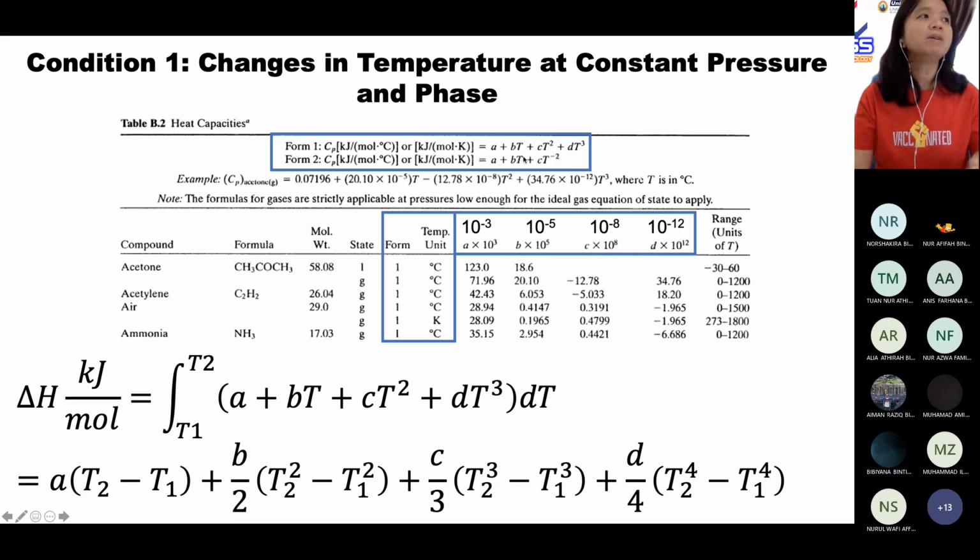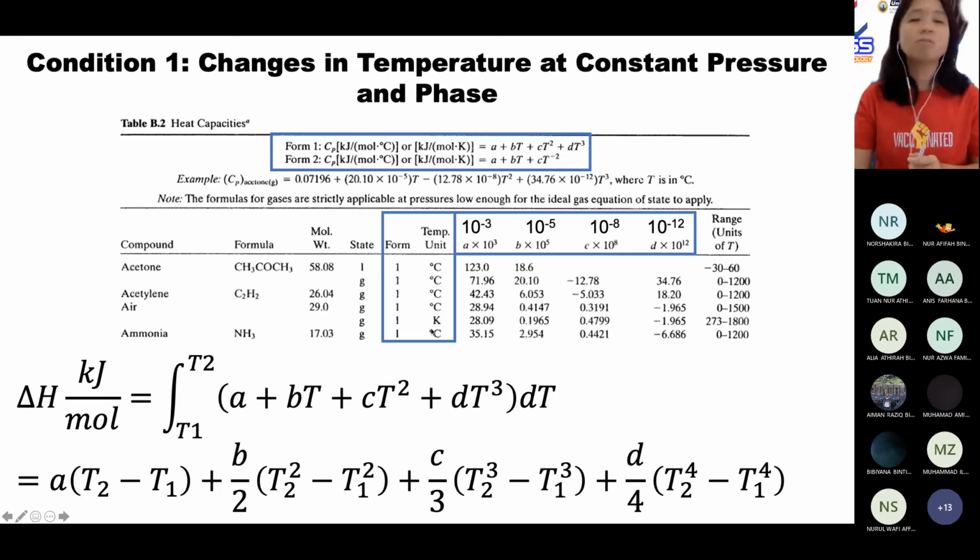So beza dia kalau form pertama, A plus BT plus CT square plus DT power of 3. Kalau dia adalah form 2, A plus BT plus CT power of negative 2. Rarely form 2 lah, most of the time you use form 1. Second, unit dia, please be very careful. Sometimes the CP value, the unit is in Celsius, sometimes can be Kelvin. So kalau pengiraan tu melibatkan Celsius, make sure you use Celsius.